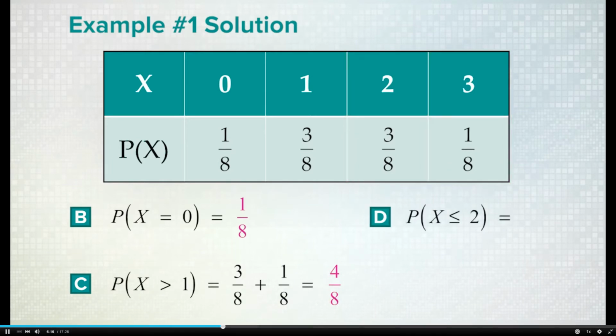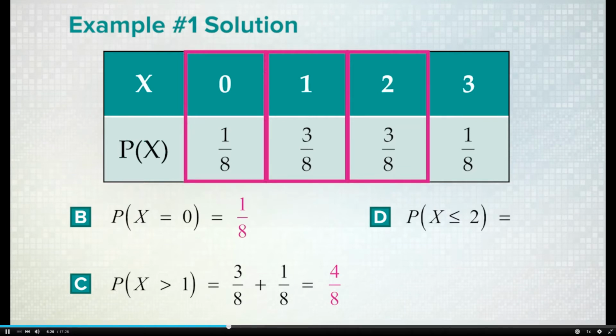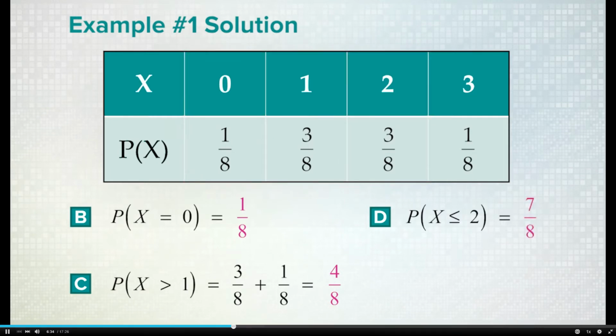Part D says find the probability that x is less than or equal to 2. That means x could be 2, or 1, or 0. So I'm looking at this part of my distribution function. If I add these 3 probabilities together, I get 7/8.